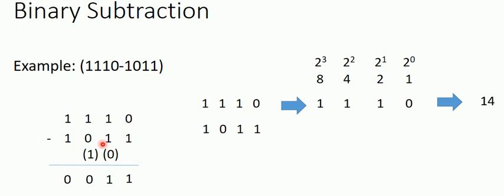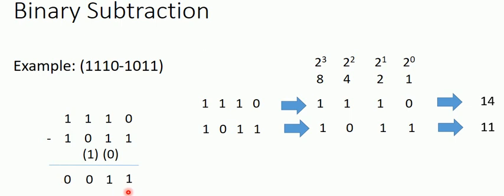Now convert 1011 into decimal format. We start from LSB, that is 1 into 2 to the power 0, that means 1 into 1, plus 1 into 2 to the power 1, that means 1 into 2, plus 0 into 2 to the power 2, that means 0 into 4, plus 1 into 2 to the power 3, that means 1 into 8. Now adding these 4 numbers, we get 8 into 1 plus 4 into 0 plus 2 into 1 plus 1 into 1, we get 8 plus 2 is 10 plus 1 is 11.